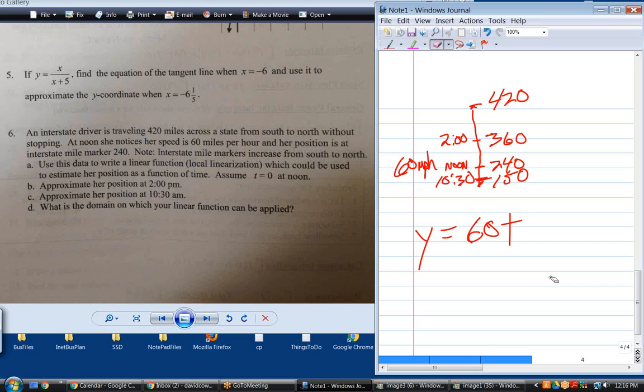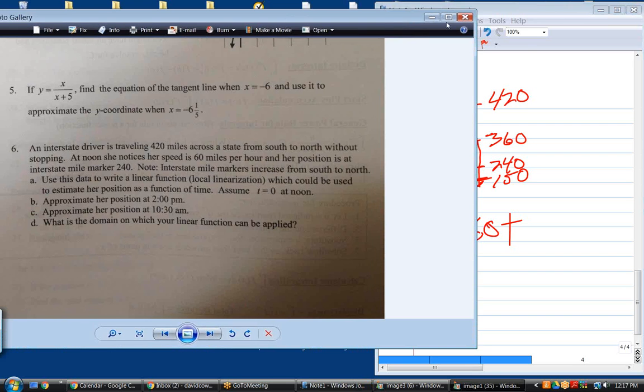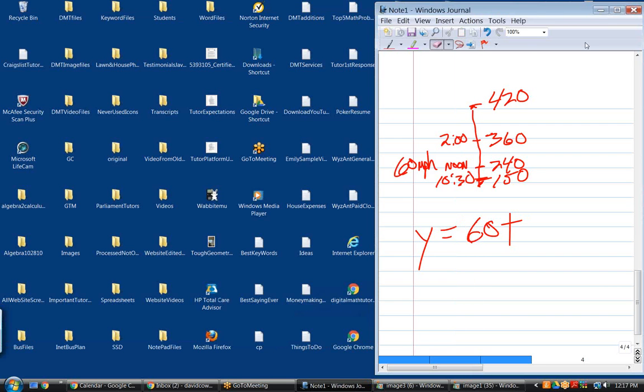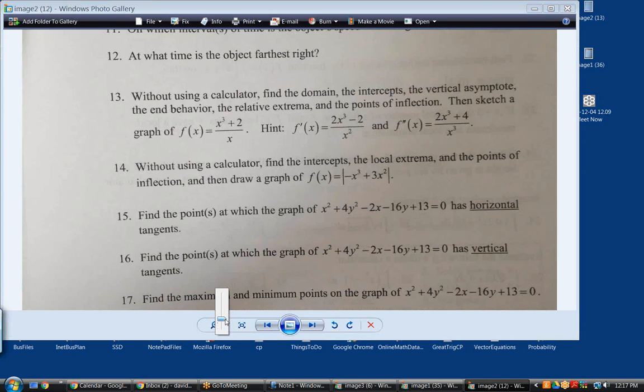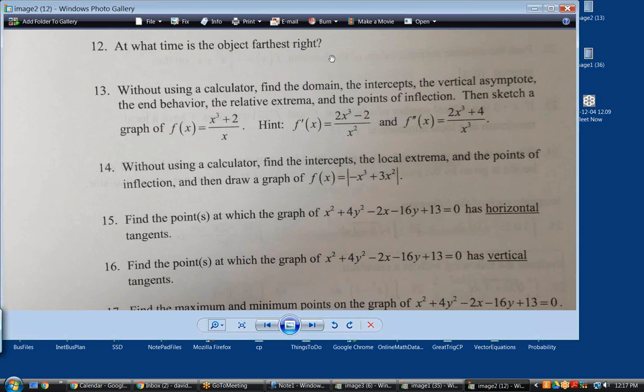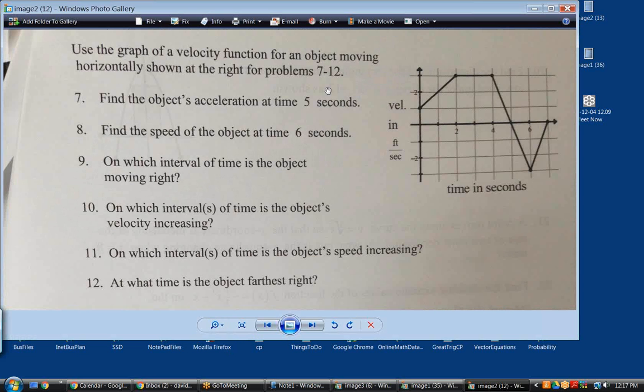I don't know. I'm not getting this one, Jackson. I'm not seeing anything other than what looks like a straightforward algebra problem. Yeah, it's fine. Do you have the next page? Yeah, I do. Okay. Can we do the graph at the top? Yeah. Okay. 7 through 12.